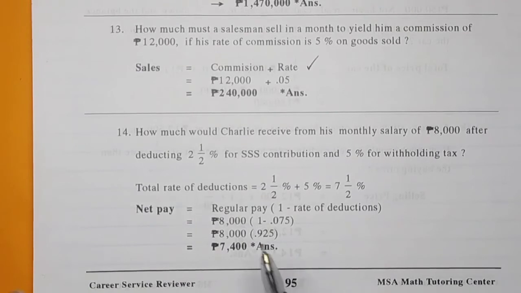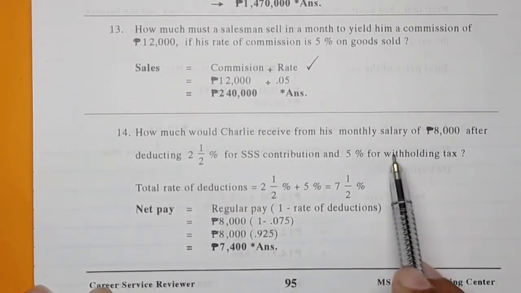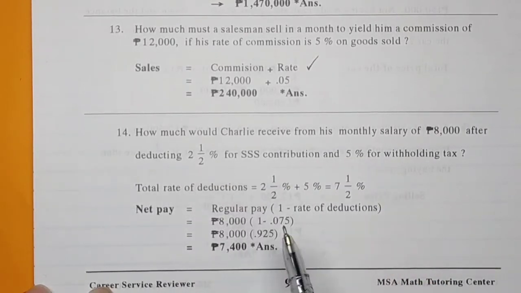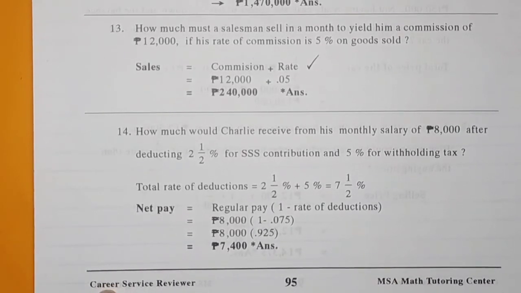You just don't multiply it immediately with the sum of this. You always subtract from 1, so 1 minus 0.075.